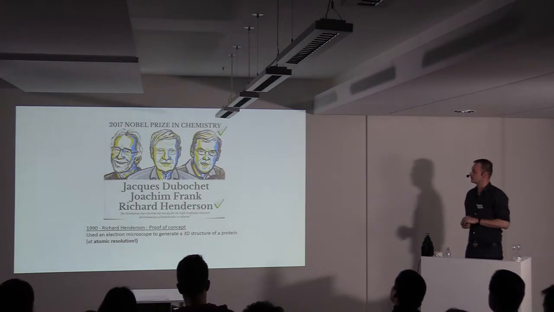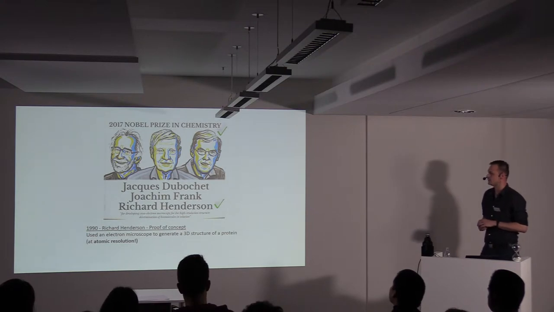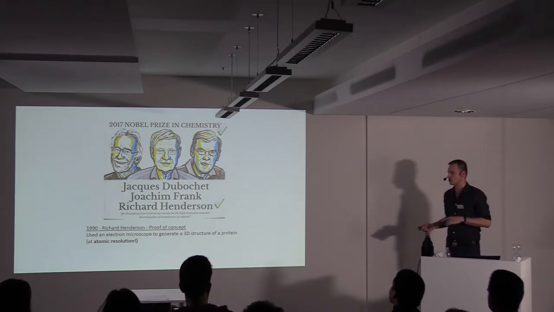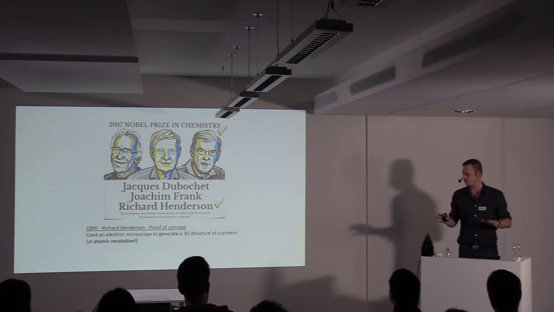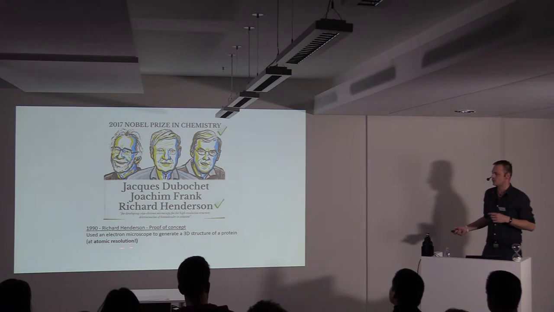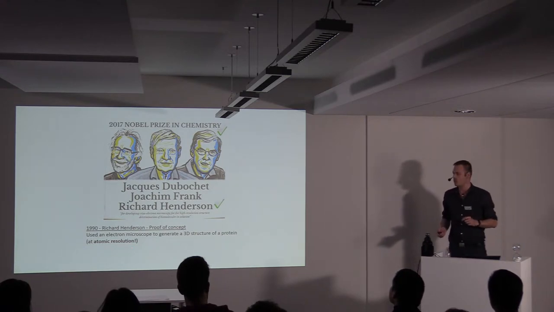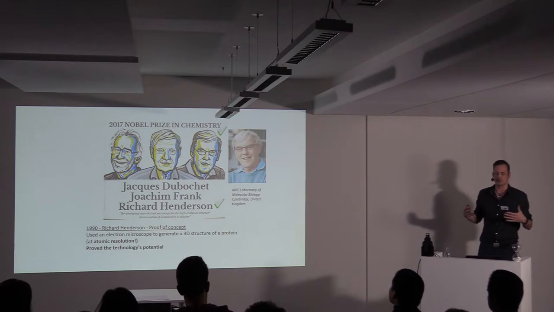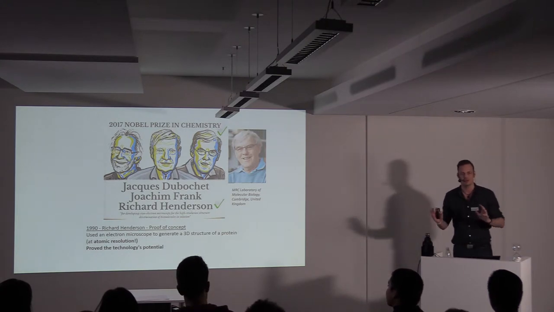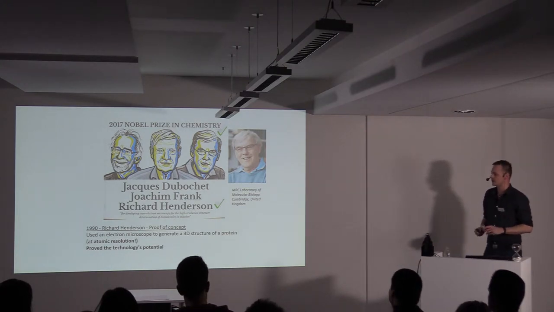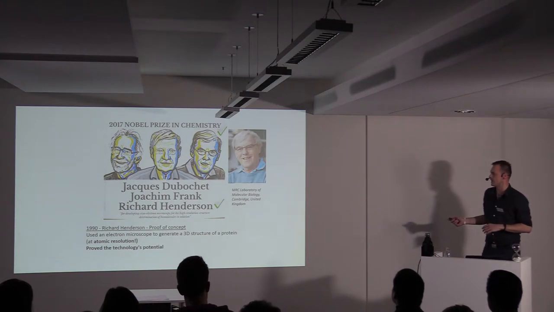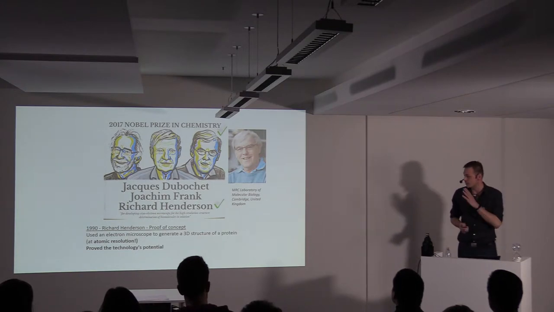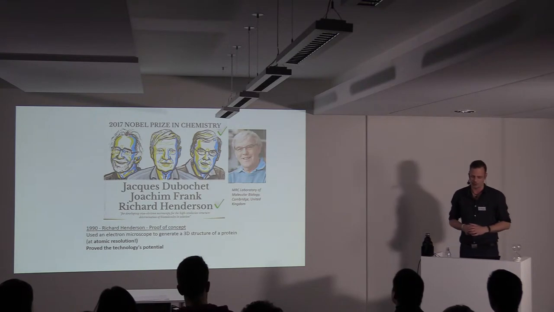And going to the first Nobel laureate here, Richard Henderson, 1990, he could show as a proof of concept that these electron microscopes, which have been used for tons of other things before, can give you an atomic resolution of a protein. And that proved the technology's potential and created this big hype of life science, basically, moving into this technology in order to visualize proteins and understand how they work. This is him, professor at the MRC Laboratory of Molecular Biology in Cambridge in the UK at the moment.